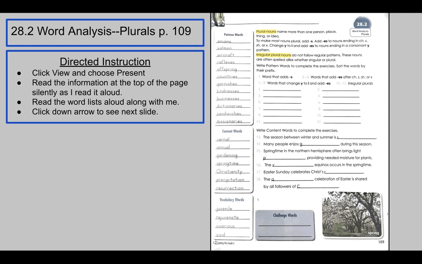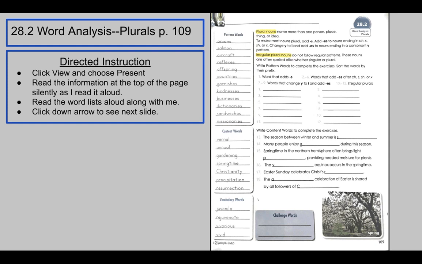Now we're going to go over here on the left-hand side of the page, and we're going to read the word lists. I want you to read the lists aloud along with me, and we're going to start with the pattern words. Onions, salmon, aircraft, reflexes, offspring, countries, garnishes, kindnesses, businesses, dictionaries, sandwiches, missionaries.